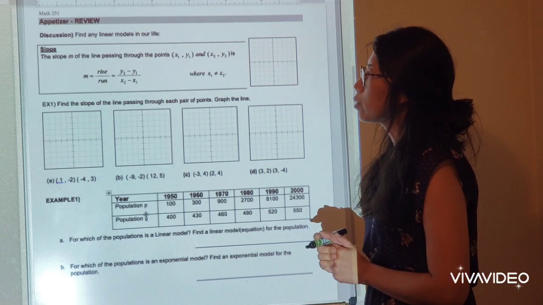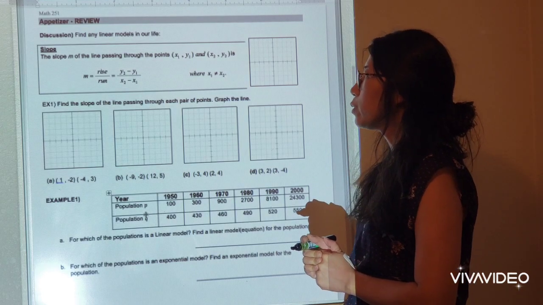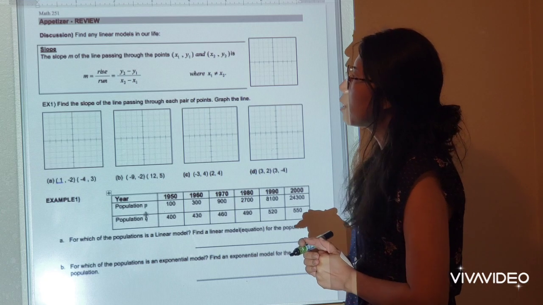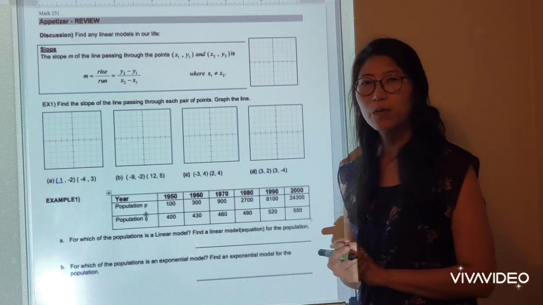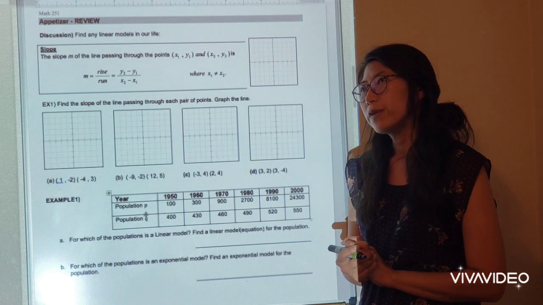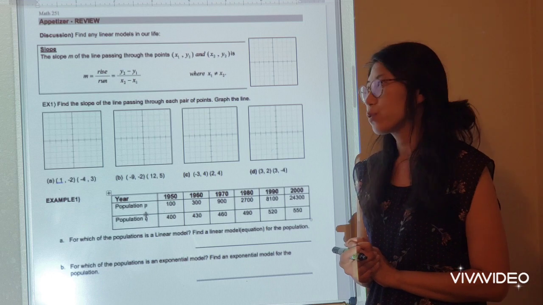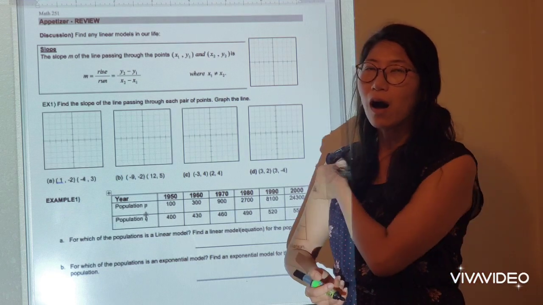Okay, so let's look at appetizer 1.1, which will be the review. And let's talk about if you remember any linear model in our life. So although you are not aware of it, in our life we actually have a lot of linear models. There will be a lot around us.